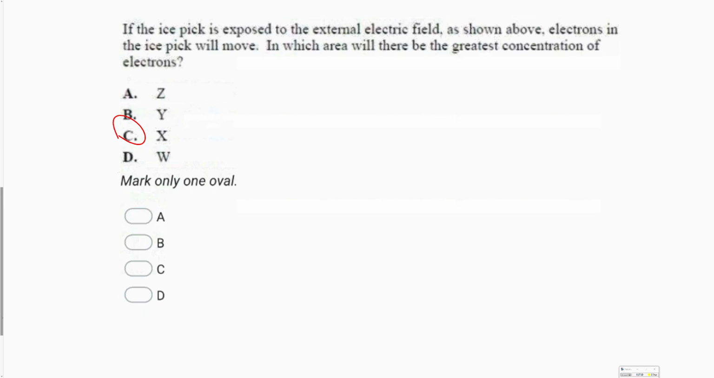If I go too fast there, guys, just slow me down, stop me if you need a chance to write something down or to ask a question, okay?